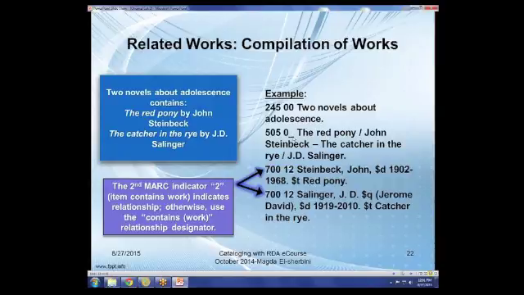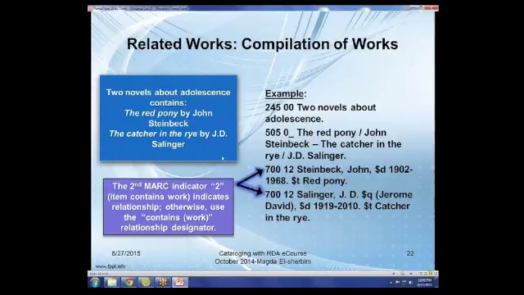You'll note that this field 505 is actually done incorrectly. It should be 50500 subfield T, The Red Pony, subfield R, John Steinbeck, subfield T, Catcher in the Rye, subfield R, J.D. Salinger. The use of those subfields makes this information more accessible to search. And then in field 700, we have the author's name as it would appear in field 100, plus the title for each of the works contained.